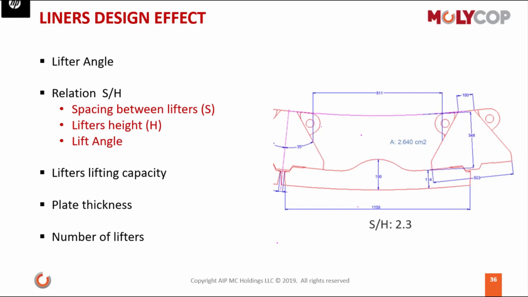Also we have to know the lifter lifting capacity, because if you have a higher lifter, you are going to have a higher lifting capacity. We have to know the plate thickness and the number of lifters. With all these variables, we can perform the DEM analysis and analyze how your liner is performing in the SAG mill.